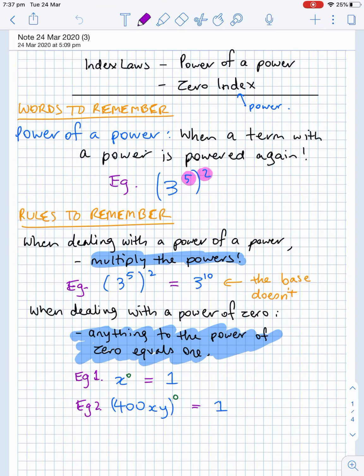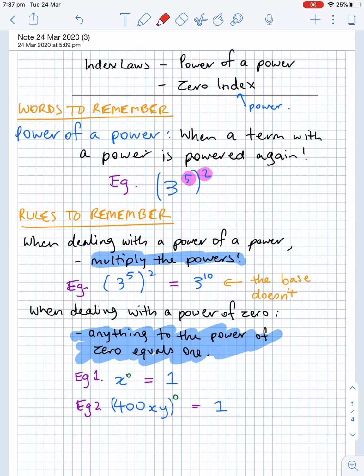In today's lesson, we're going to be dealing with some index laws. Hopefully you should have already done index laws when you're dealing with multiplication. When you're multiplying, you have to add powers, and when you're dividing, you have to subtract powers. But today we're going to go a little bit further. We're going to be dealing with a power of a power and the zero power or the zero index, the same thing.